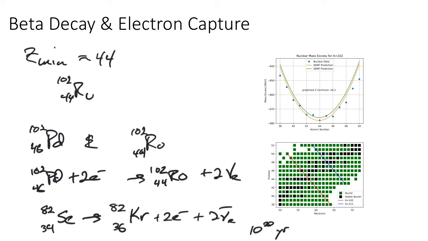You have to change two protons into two neutrons, or two neutrons into two protons, in order to have the two stable states.